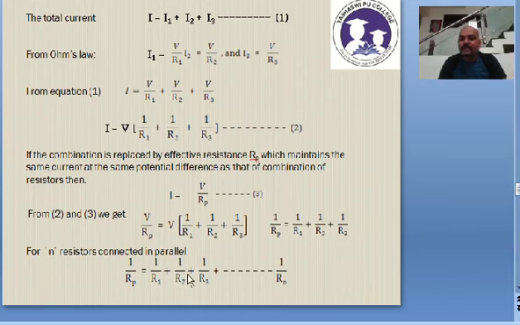For n resistors it goes on up to 1 by Rn. So what is the definition? 1 by Rp. What do you mean by 1 by Rp? It is the reciprocal of the effective resistance in parallel. Reciprocal of the effective resistance in parallel is equal to the sum of the reciprocals of the individual resistances.